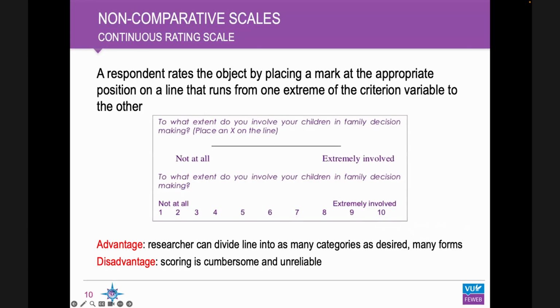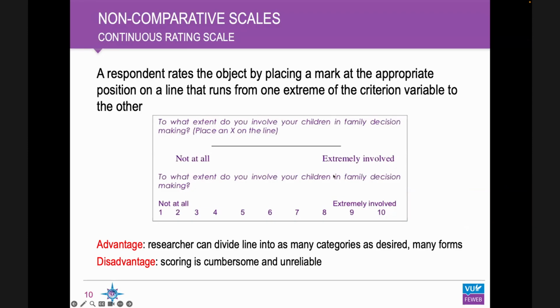Let's start with the continuous rating scale. A response using a non-comparative scale employs whatever rating standard seems appropriate to them. So, as I said, they don't compare one object to another, but only evaluate one object at a time. In the case of a continuous rating scale, the respondents just place a mark at the appropriate position on a line. So in this case, the question is, to what extent do you involve your children in family decision-making?